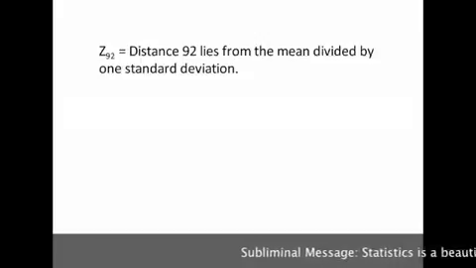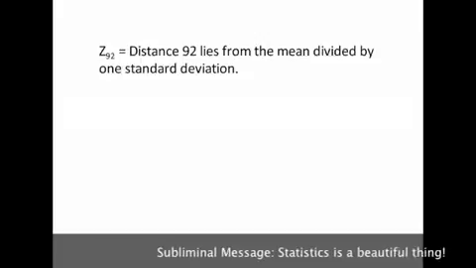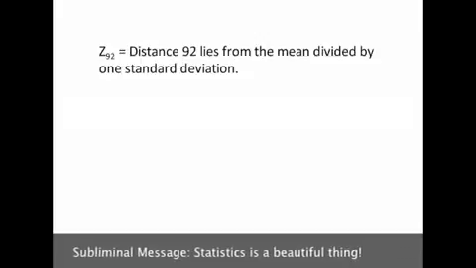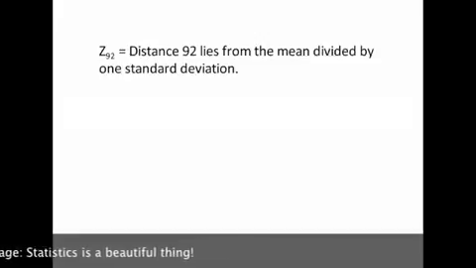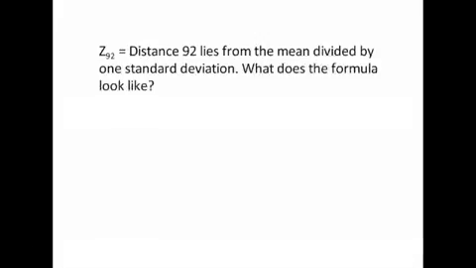To calculate this z-score, we're going to need to take the distance that 92 is from the mean and divide it by one standard deviation, so that it tells us how many standard deviations above or below the mean that this data point lies. Well, let's look at this for just a minute. What does the formula look like when we do this? How might we take this formula and use it?